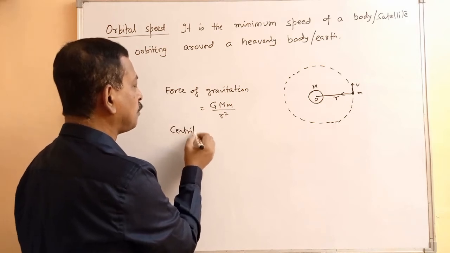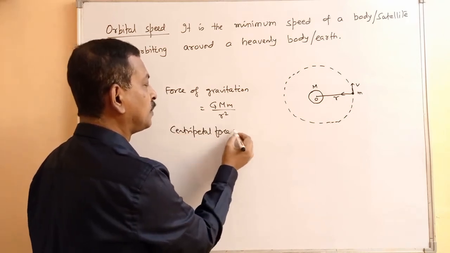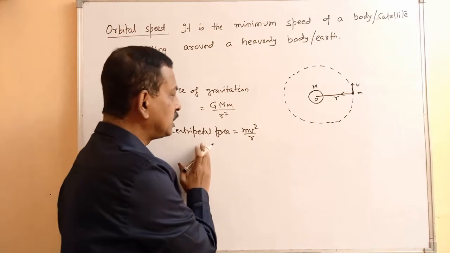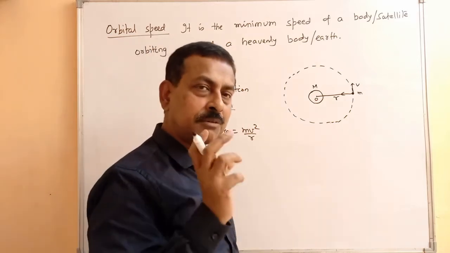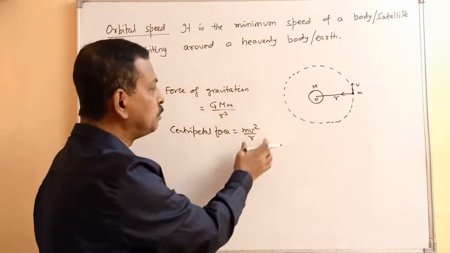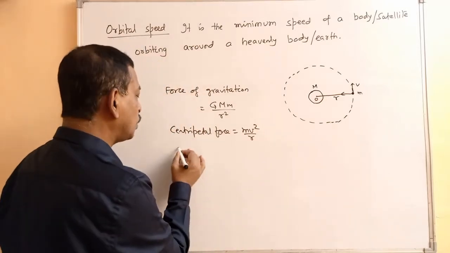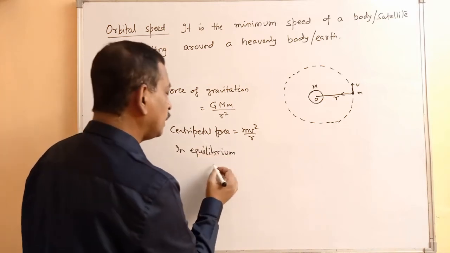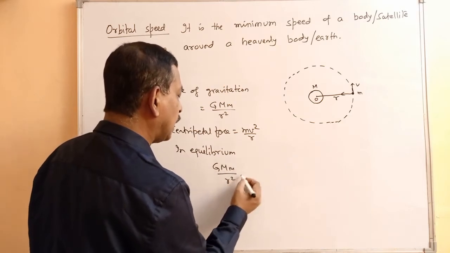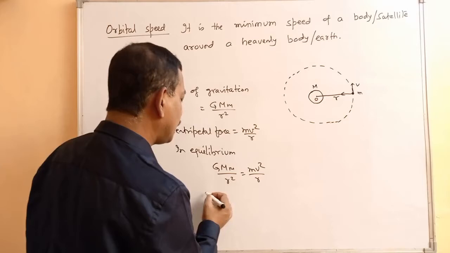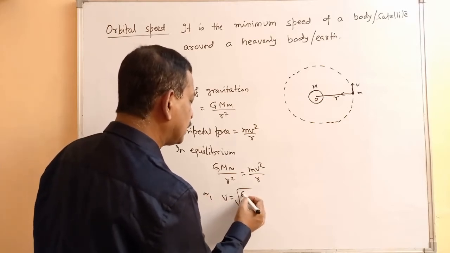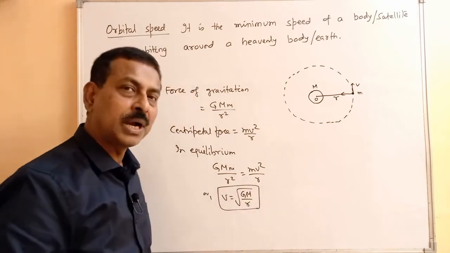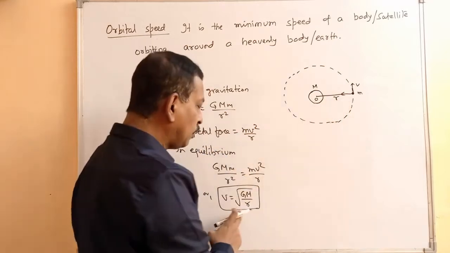Centripetal force will be equal to mv square by r, and this centripetal force is provided by this gravitational force of attraction. So definitely in equilibrium these two will be equal. So in equilibrium, GMm by r square is mv square by r, or we can write v equals root over GM by r. This is the expression for orbital speed of the body in an orbit of radius r.